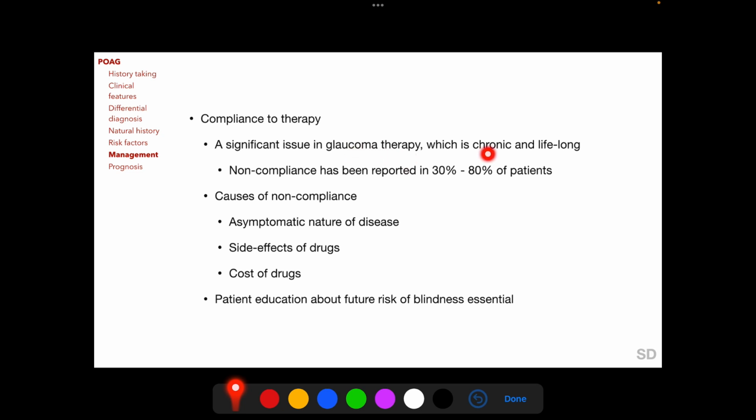Glaucoma therapy being chronic and lifelong, compliance to therapy is a significant issue, and non-compliance has been reported to be as high as 30 to 80% among all treated patients. Causes of non-compliance include, on the one hand, asymptomatic nature of the disease, and on the other hand, side effects and cost of drugs used to treat the disease. And because of this, patient education about future risk of blindness from glaucoma is essential to increase compliance to therapy.